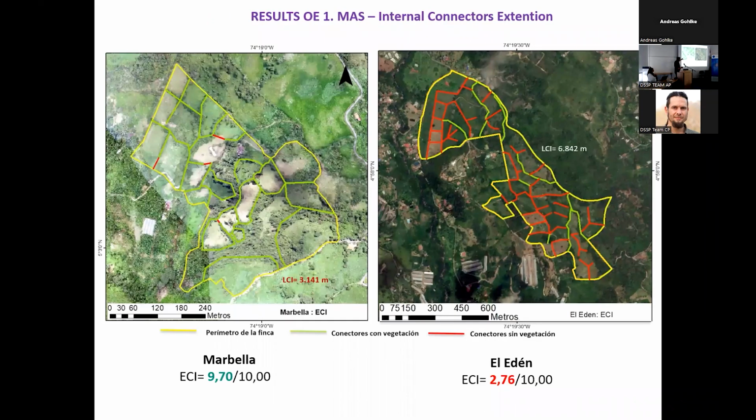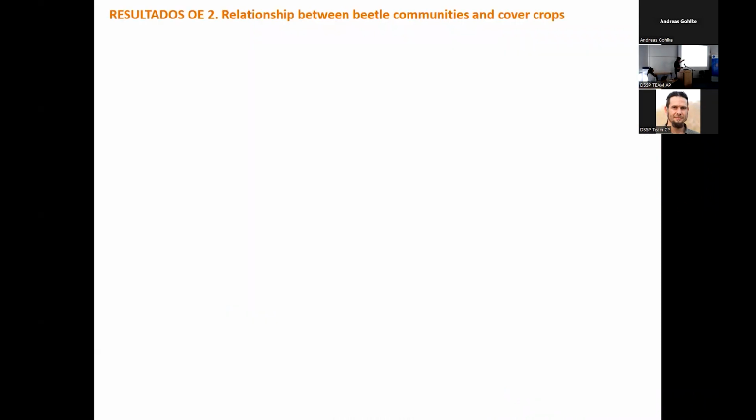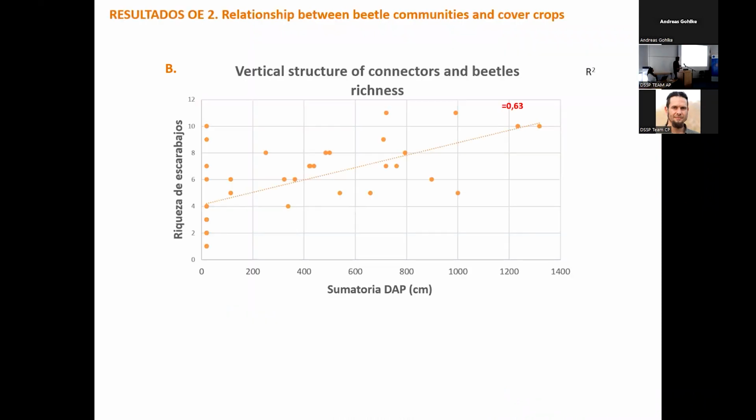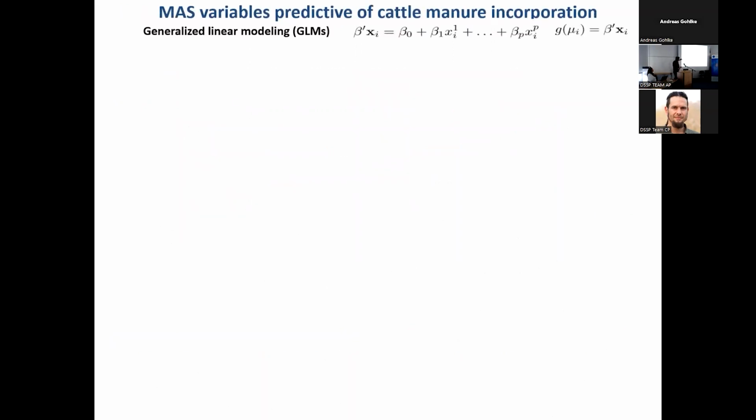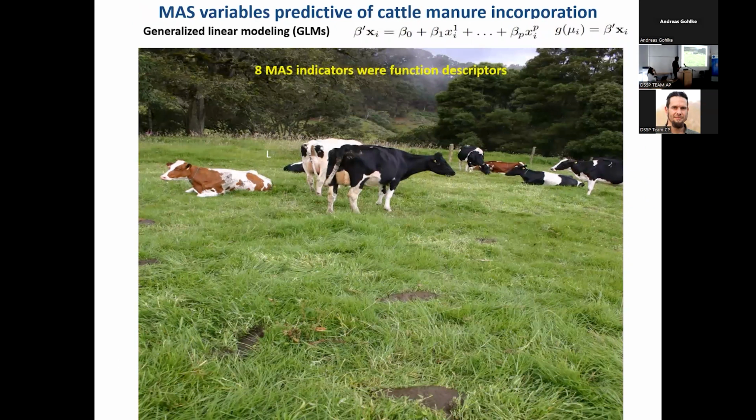only to say that with these results, we have things very interesting like that. The greater the complexity of the vertical structure of the vegetation in the connectors, the greater the number of beetle species that they can harbor. And we have this model, very interesting, with indicators.